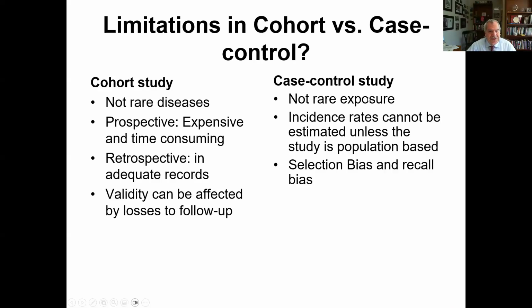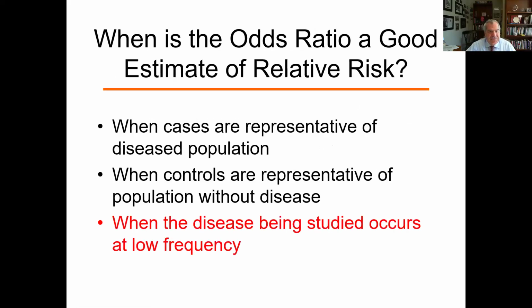Case control studies, you don't want to do those in rare exposures. You cannot calculate the incidence rate from a case control study. And it does include a bit of selection bias and recall bias, which is why the case control study is lower on the evidence pyramid than what we see with a cohort study.